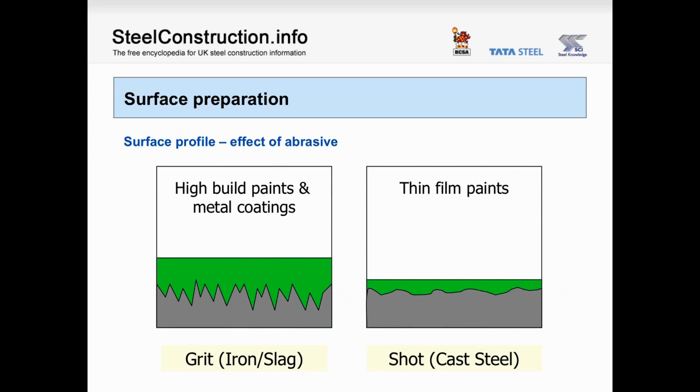The type of profile should be appropriate for the coating to be applied. High-build paint coatings and thermally sprayed metal coatings need a coarse, angular surface profile to provide a mechanical key. This is achieved by using grit abrasives. Shot abrasives are used for thin film paint coatings such as prefabrication primers.